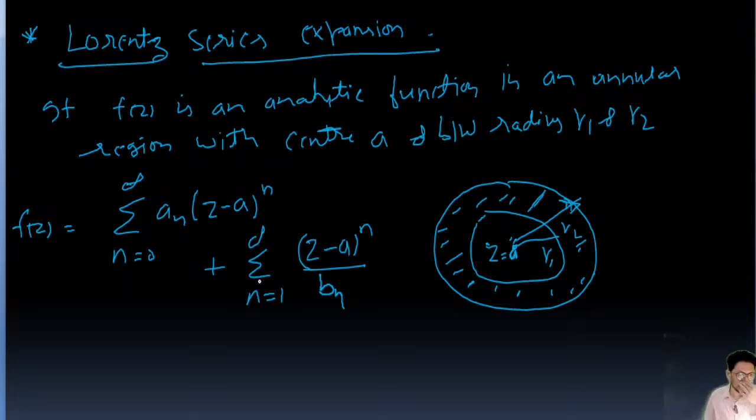Okay, right. So this is the Laurent series, a Laurent series expansion. If f(z) is an analytic function in an annular region with center a, between radius R1 and R2, this is the radius we are talking about, then the series expansion of f(z) is sigma n equal to 0 to infinity a_n (z minus a) to the power n plus sigma n equal to 1 to infinity. Now I'll solve a question, then it will be clearer to you.